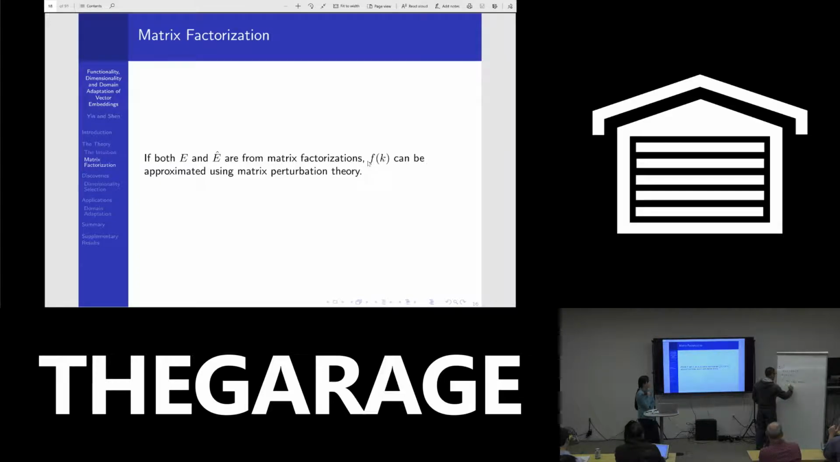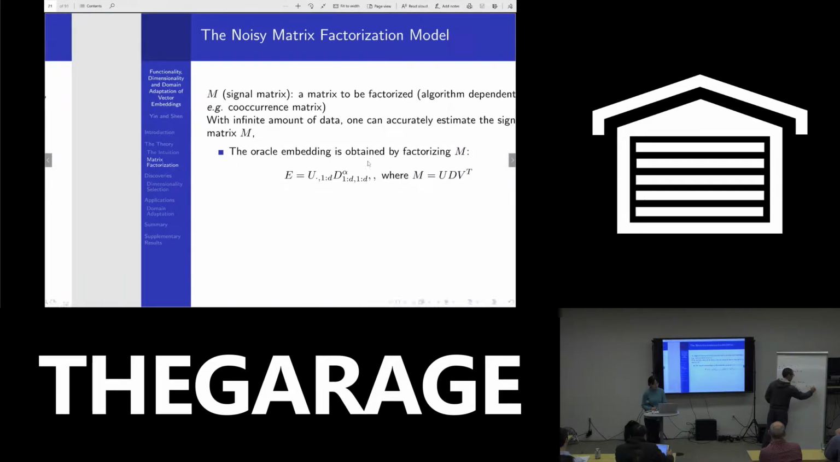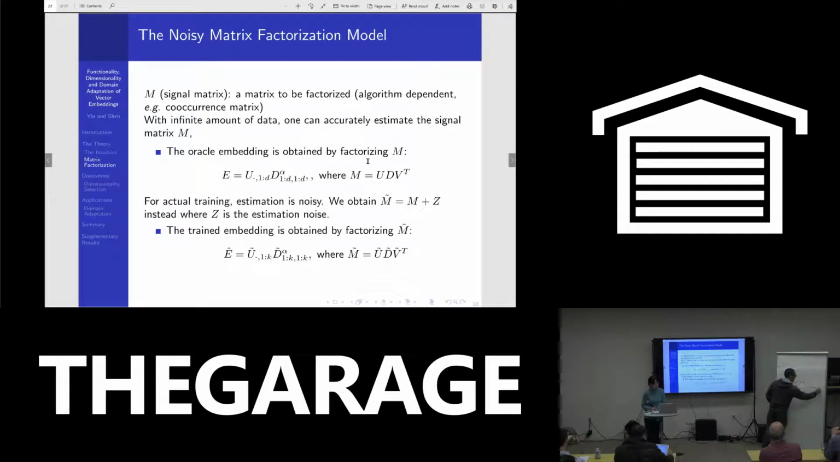And M_ij equals log of P_ij over log of P_i times log of P_j. So these are all the entries in the matrix, where P_ij is the co-occurrence probability between word i and word j. And P_i is the probability of occurrence of word i, and P_j is the probability of occurrence of word j.